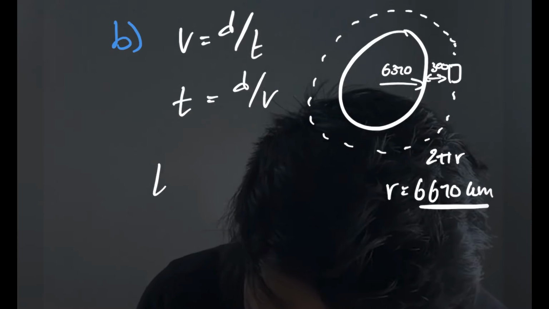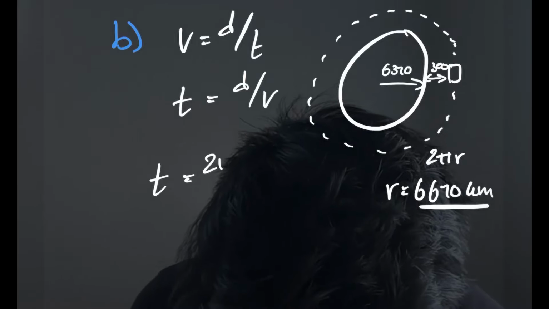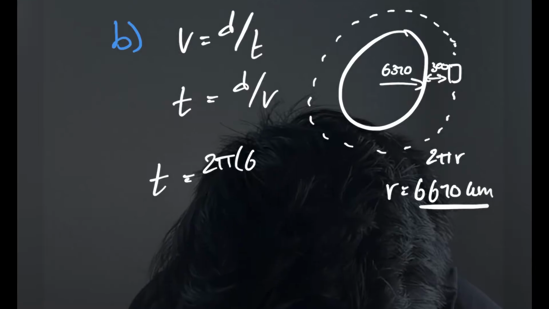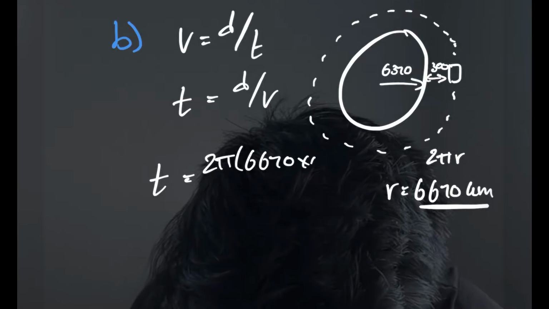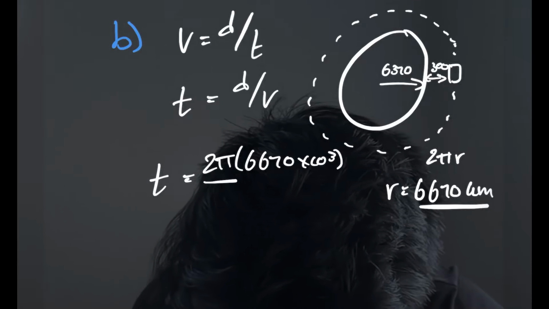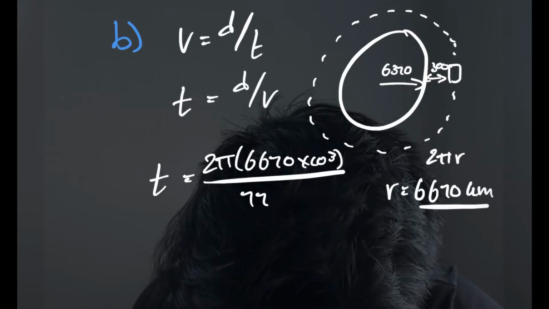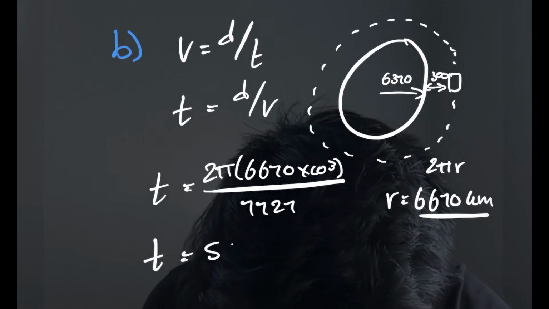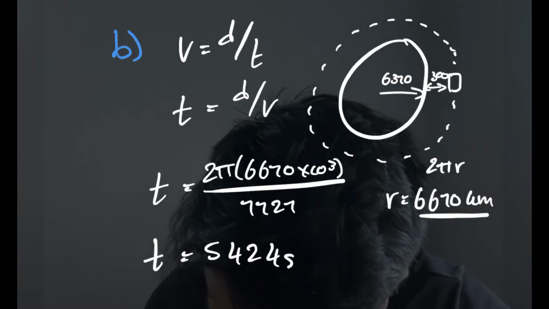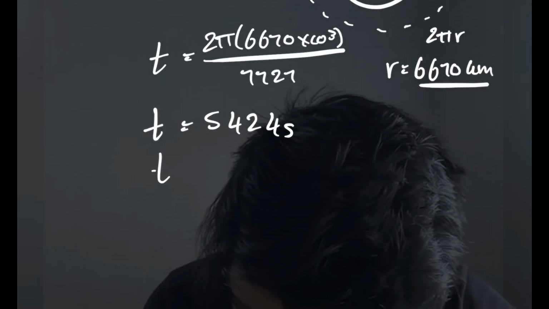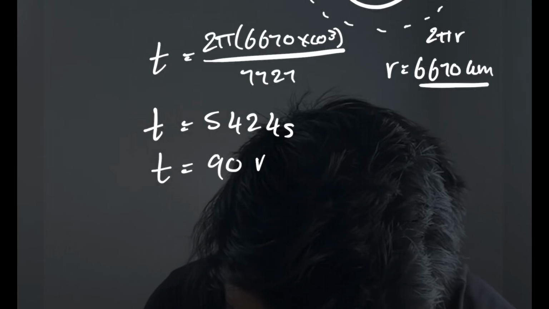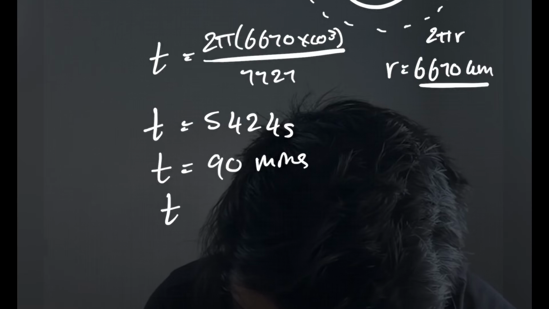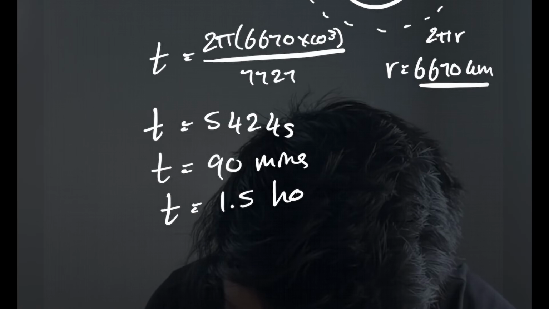So the period is equal to 2 pi times 6670 times 10 to the 3, all over our velocity, which is 7,727, and this gives us a time of 5,424 seconds, and that is equal to 90 minutes, which is also 1.5 hours.